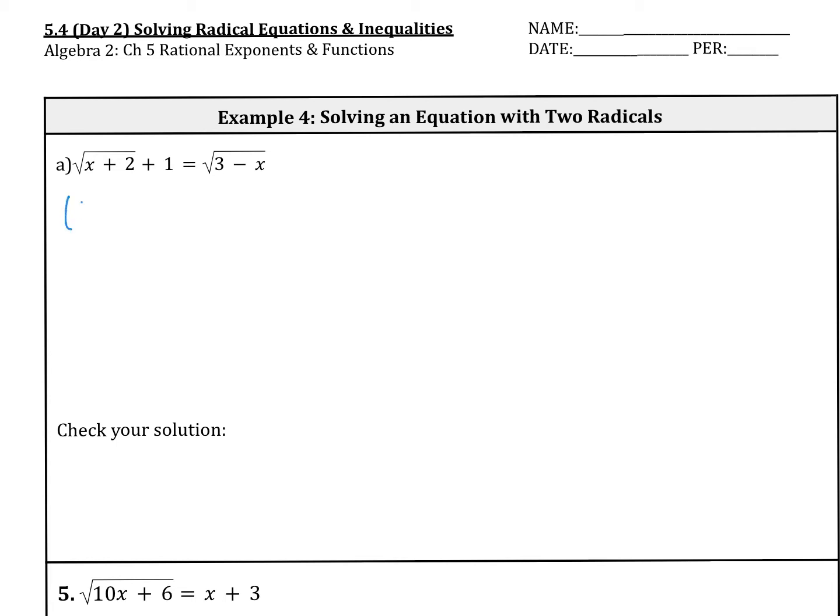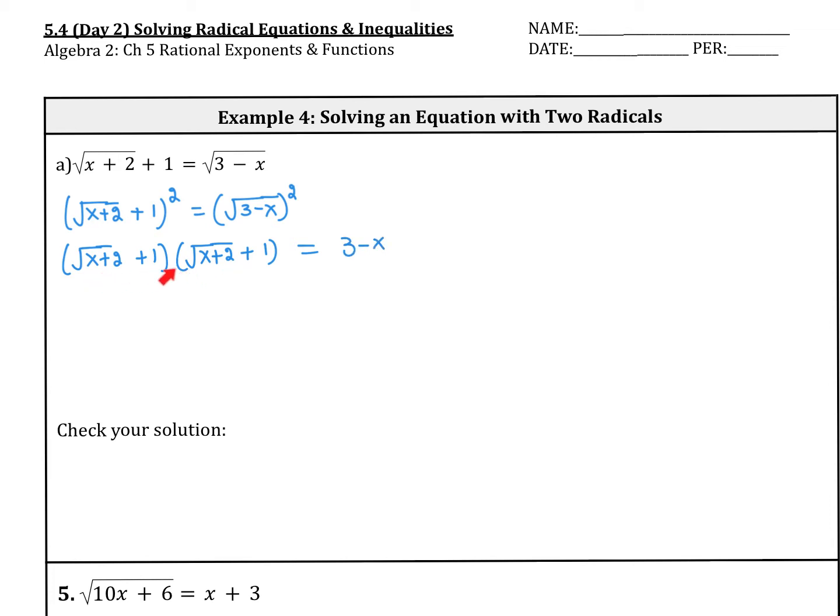So we are going to take the square of square root x plus 2 plus 1, equals the square of square root 3 minus x. Now we are going to solve this part right here. They are going to be the same factor multiplied twice with each other, so we write it twice. On the other side, this is a square root and this is a square. Square and square root cancel, so you're just left with 3 minus x.